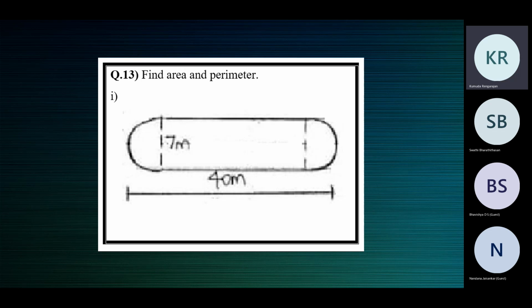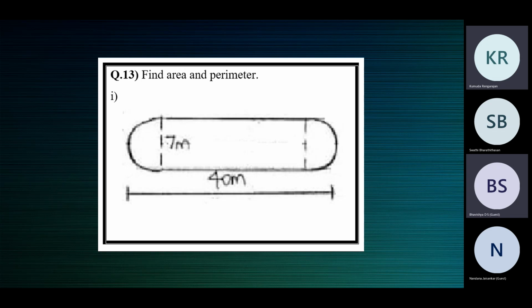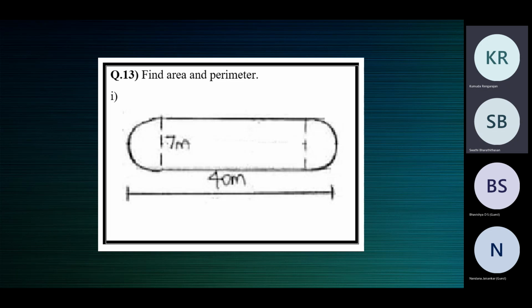Yes, Swati. Ma'am, the breadth of the rectangle is given to be 7 meters. So that will be the diameter of the semicircle. Very good. So it's 7 divided by 2 to find the radius of the semicircle. So the radius of the semicircle is 7 by 2 or 3.5 meters. Correct. And you also said the breadth of the rectangle is 7 meters. What about the length of the rectangle?